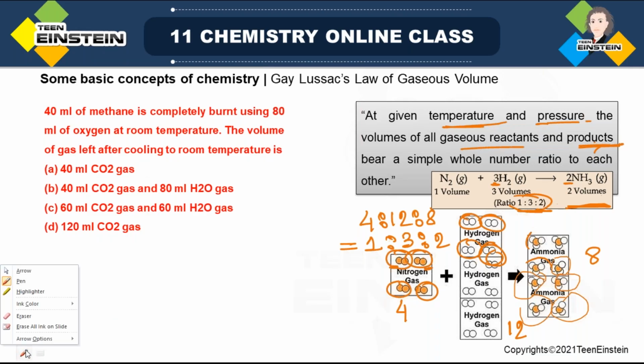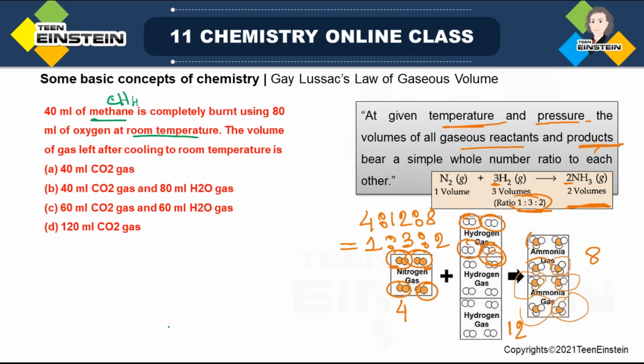Related problem. 40 ml of methane. Methane has the formula CH4. It is completely burnt using 80 ml oxygen at room temperature. Remember here this is important, at room temperature. Now there will be some product formation. The second line is saying the volume of the gas left after cooling to room temperature.